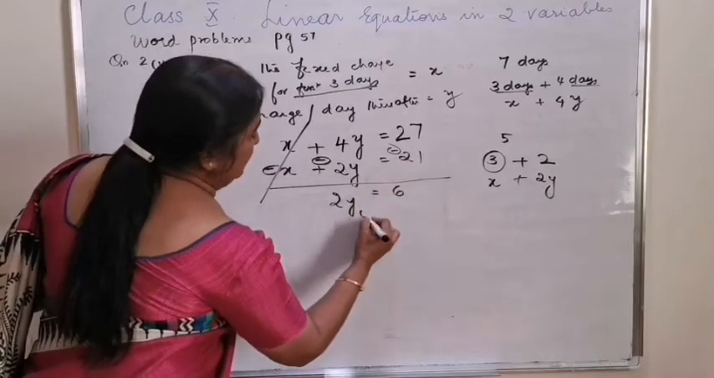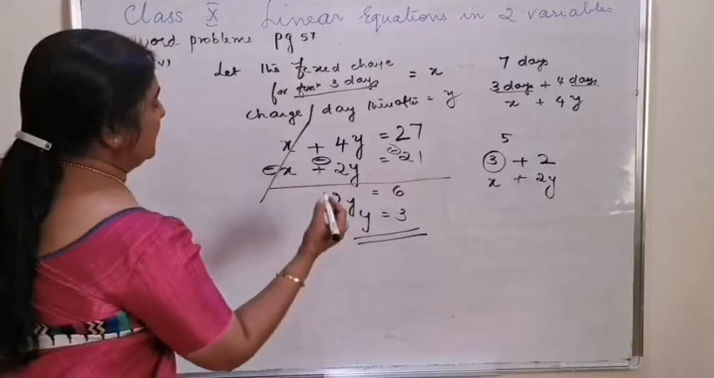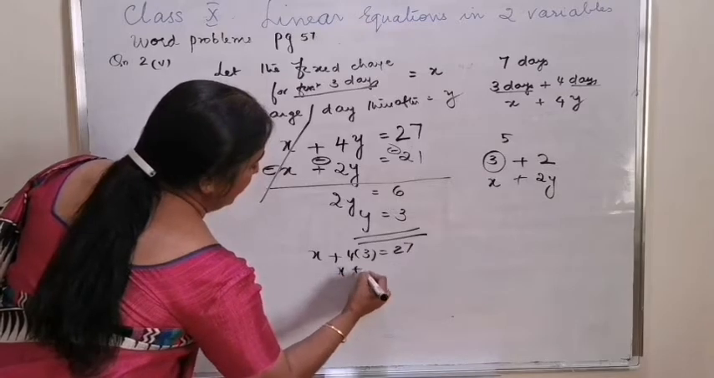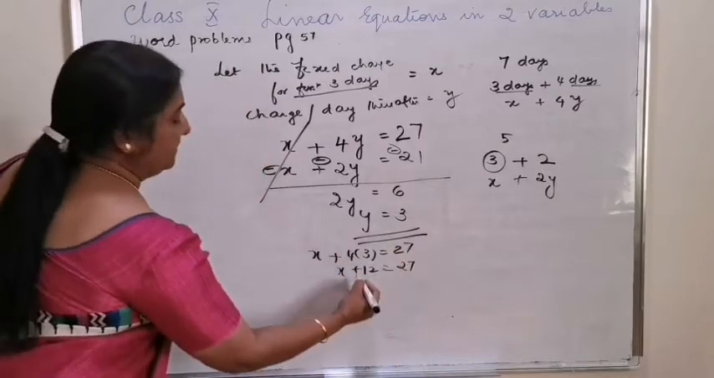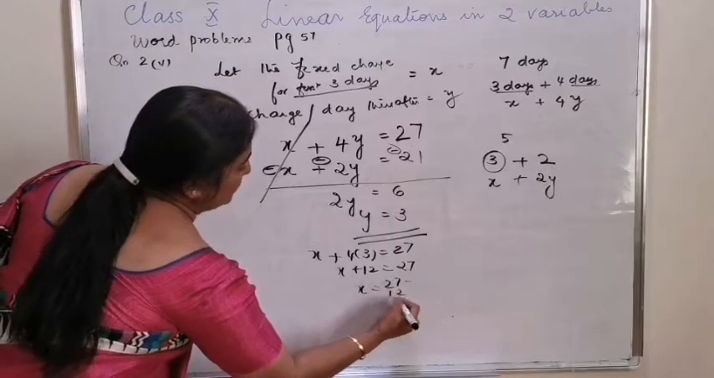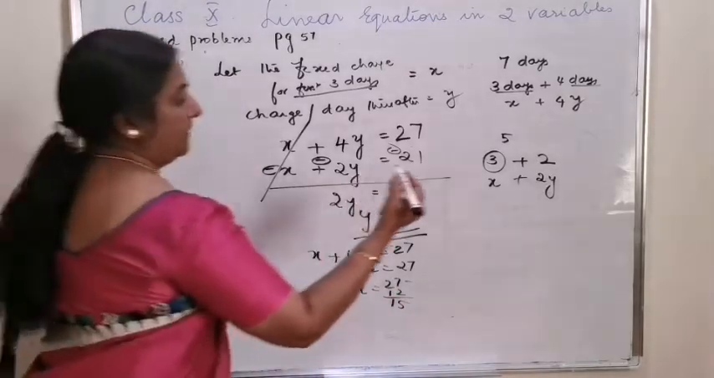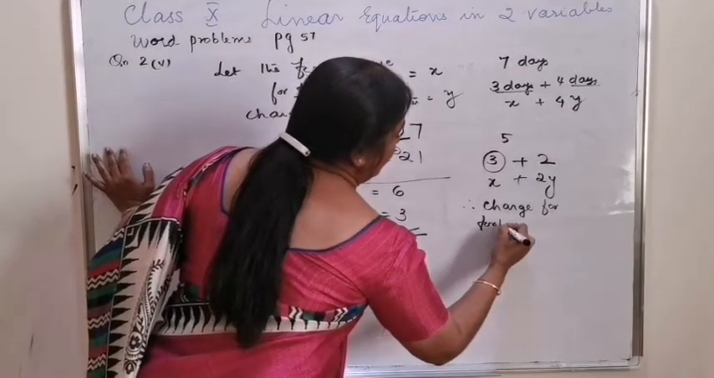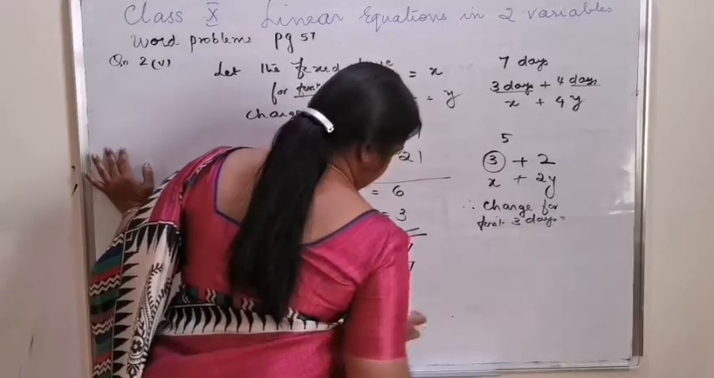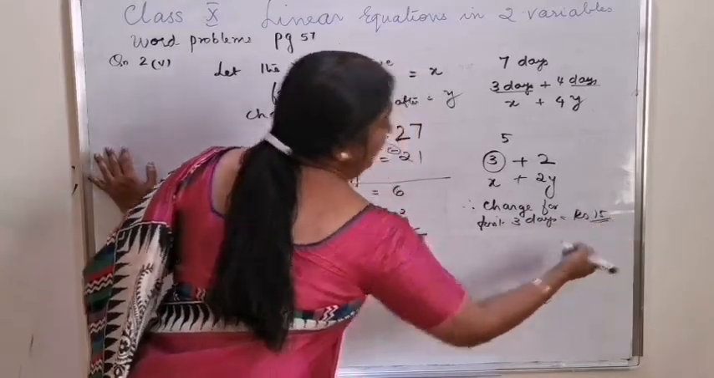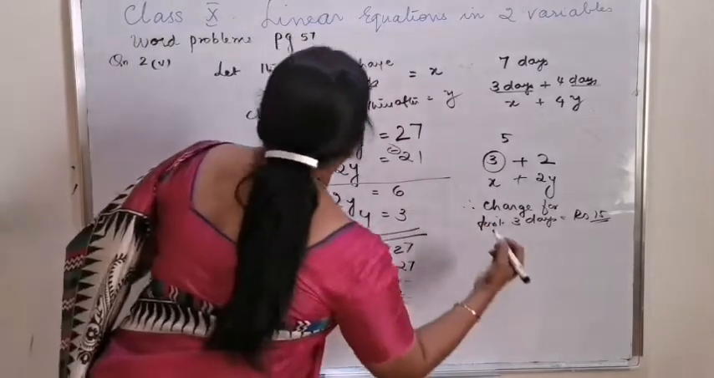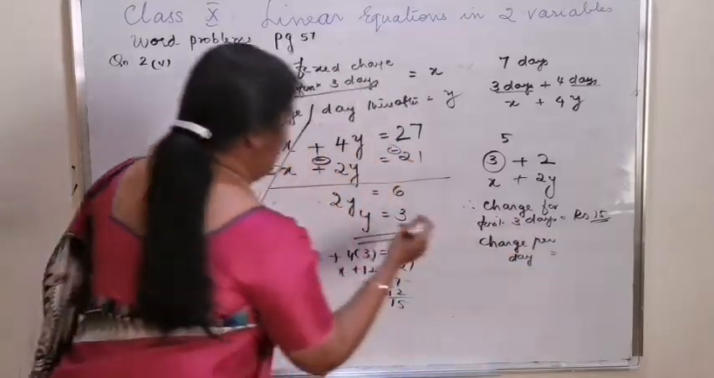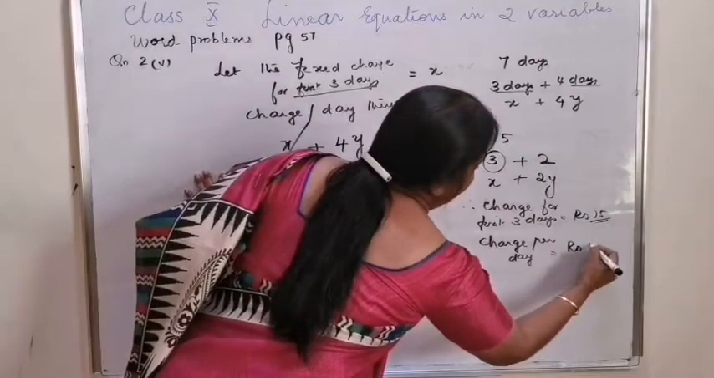2Y is equal to 6 or Y is equal to 3. Substituting, X plus 4 into 3 is equal to 27. X plus 12 is equal to 27. X is equal to 27 minus 12 which is equal to 15. Therefore, charge for first 3 days is equal to rupees 15 and the charge per day is rupees 3.